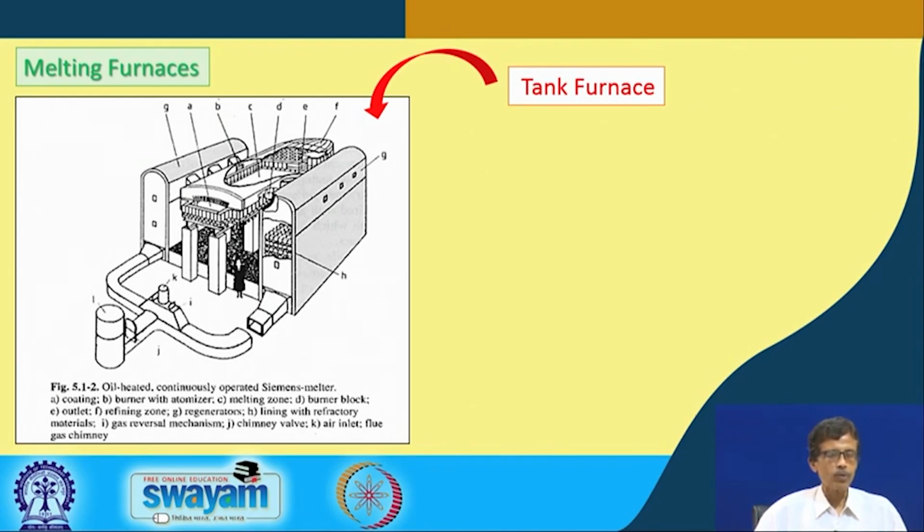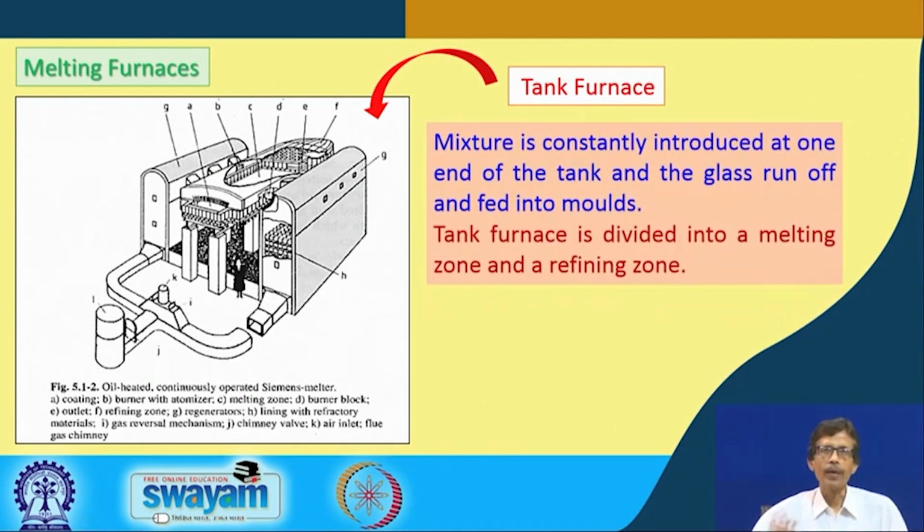You have the burner with atomizer, and the melting zone, which is C basically. This is the central part, the melting zone. Then you have the burner blocks; these blocks are the burner blocks at the bottom. Then E is the outlet, and the refining zone and the regenerators, where we can regenerate some part of the material that is not crystallizing out from the furnace. So, we use a tank furnace for making this type of glass material, which Siemens was using at that particular time.